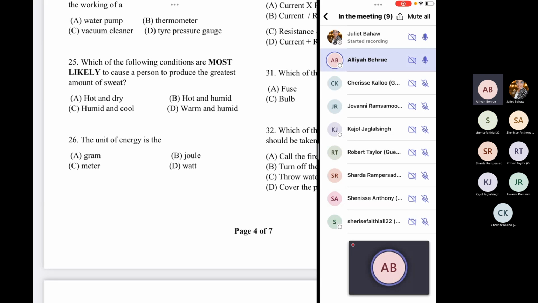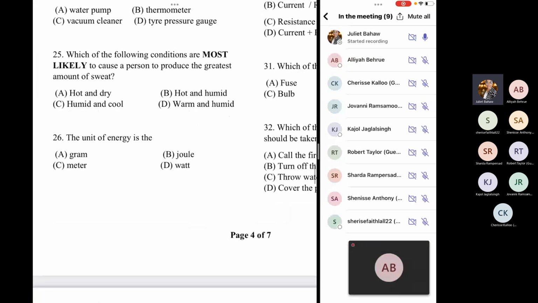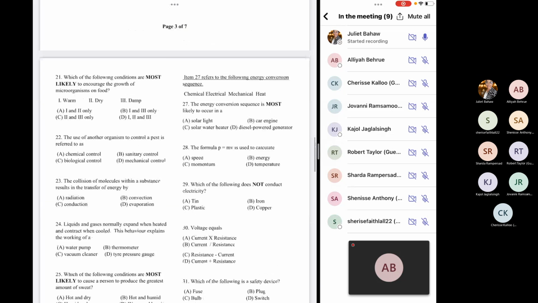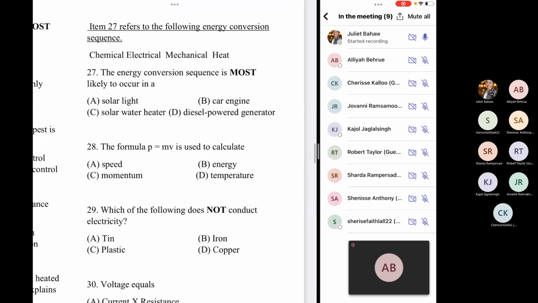The unit of energy is B, joules. Very good, joule. Remember, power will be what, right? Power is what is energy. All right, 27. The energy conversion sequence is most likely to occur in a B car engine. All right, so they didn't have the arrows, but they mean chemical, which would be the gas, and then they use an electrical, which would be from the battery, which will move into mechanical, causing all the parts, the components to function, which will then generate heat.